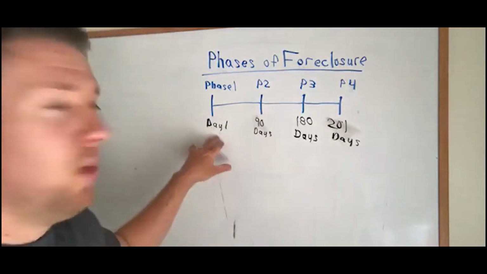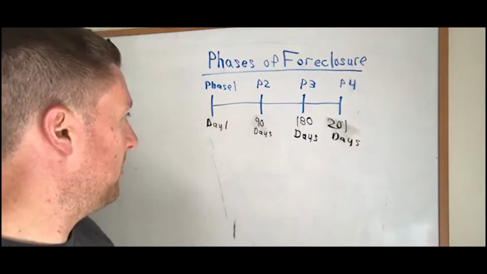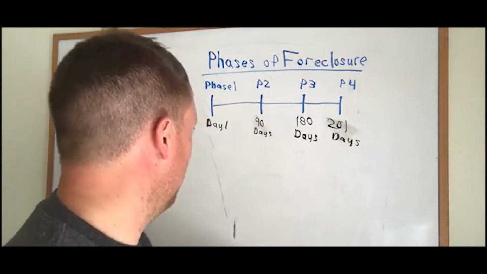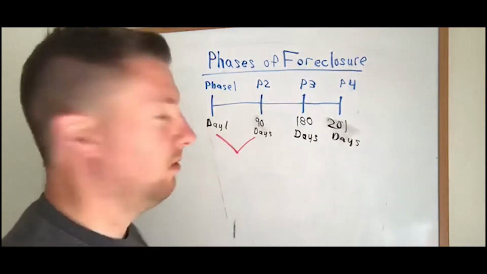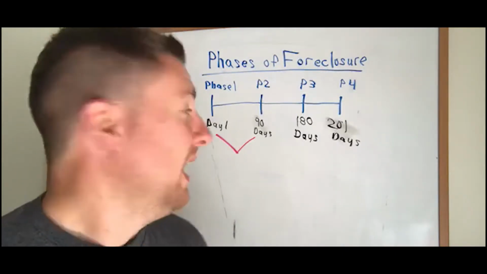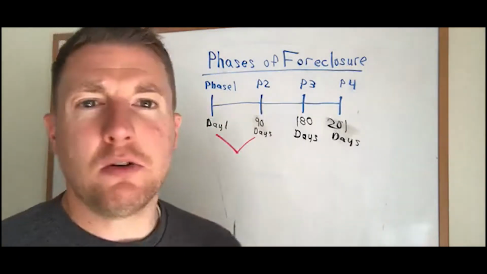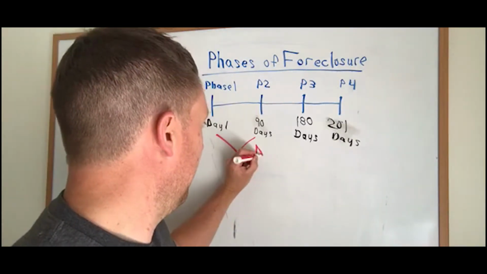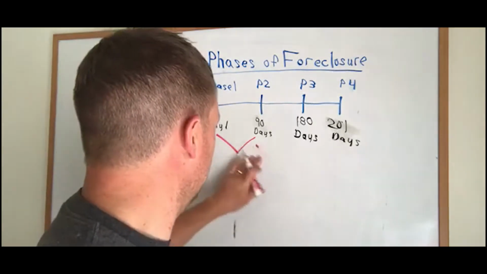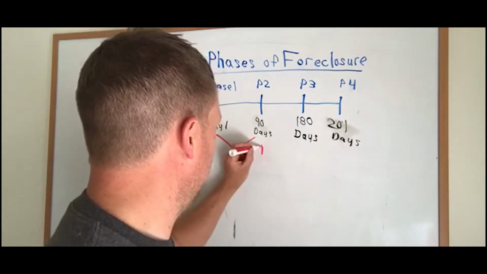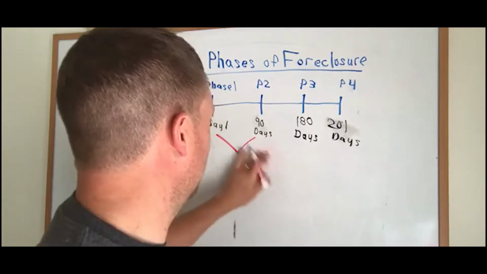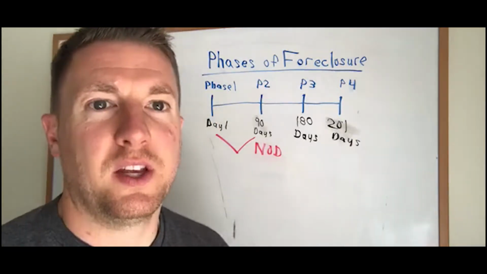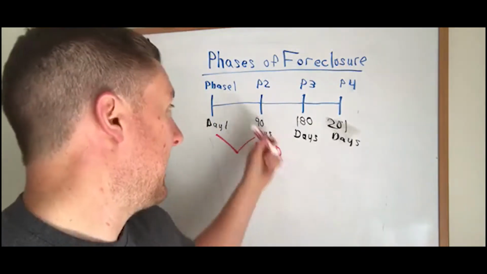So this is why this is important. When someone is in day 1, in phase 1 here, they've missed their payment. They have this period of time here where they are trying to get caught up with the lender. And they got 90 days. If they don't do that in 90 days, then the lender can go ahead and file what is called an NOD, a notice of default. So notice of default is filed at the 90-day mark.